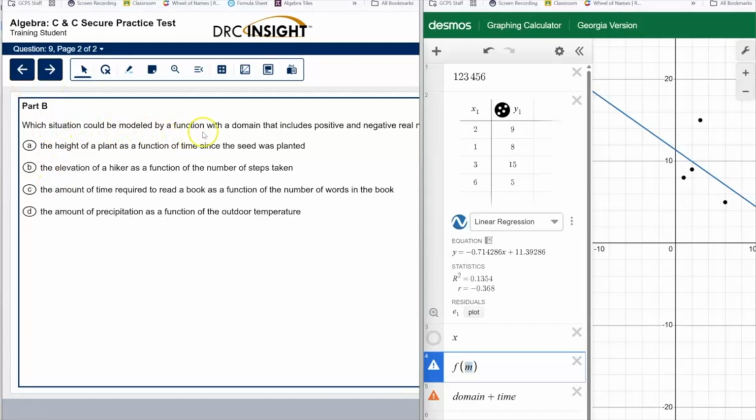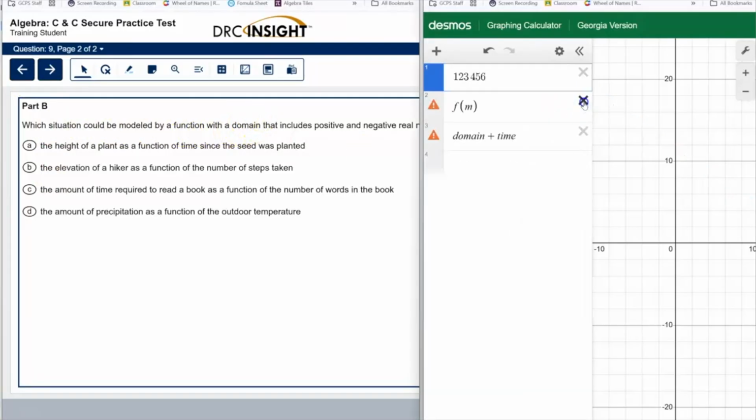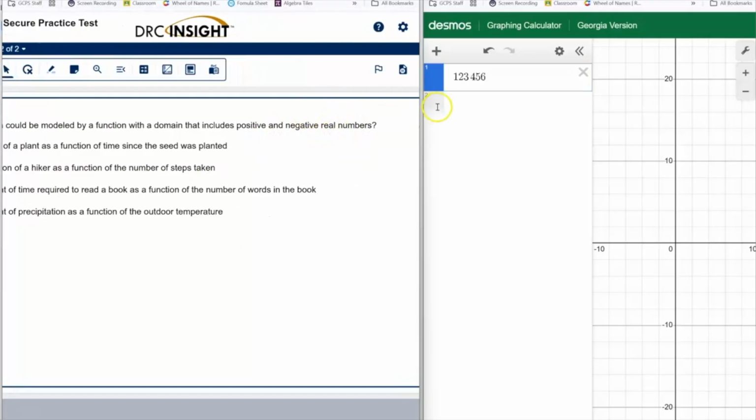All right, which situation could be modeled by the function with a domain? Again, we are still doing domain, so we're still looking at our x function that includes positive and negative real numbers. Let's go over a couple of definitions. We need positive and negative, and we need all real numbers. All real numbers, remember, is capital R with 2 sticks on the R, I guess. I don't know how to write that. It's everything you can think of. Every number you could possibly think of is what I'm looking for in my domain.